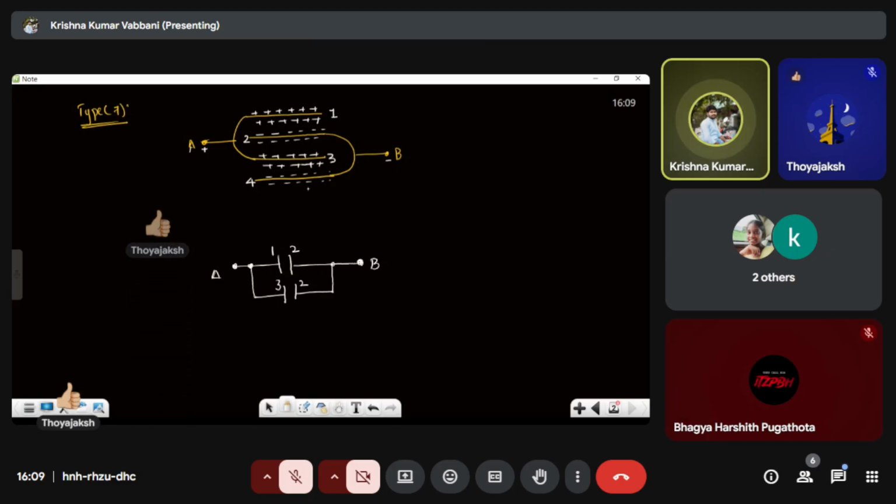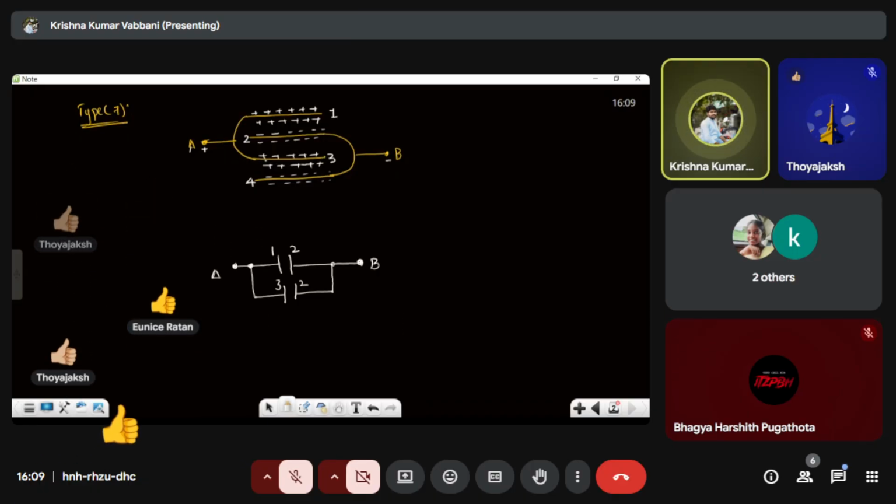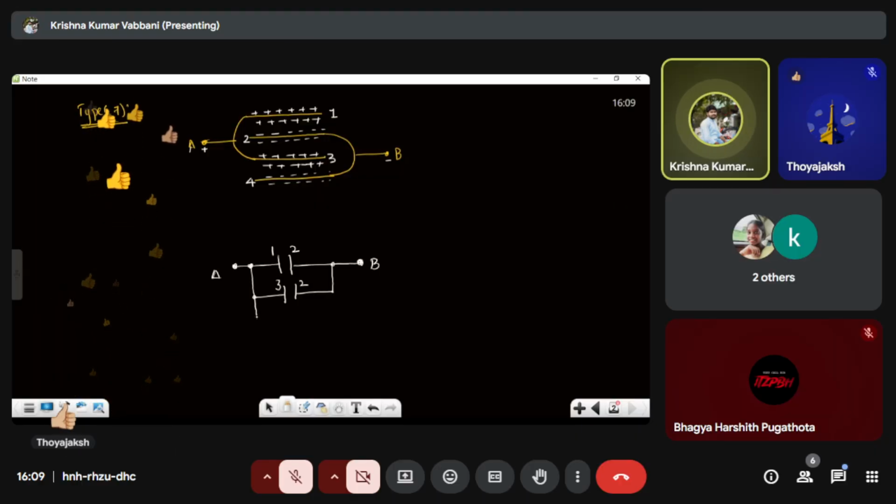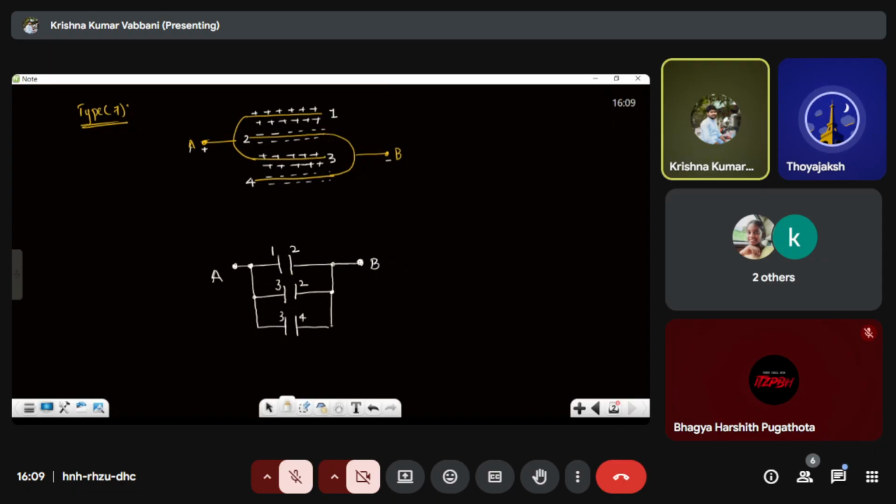Is this understanding how we are writing? Again, take plate 3. Plate 3 is attached to the potential A. And this plate 3 is opposite to plate 4, and this plate 4 is attached to plate 2. Parallel, yes, you can take it as parallel also.